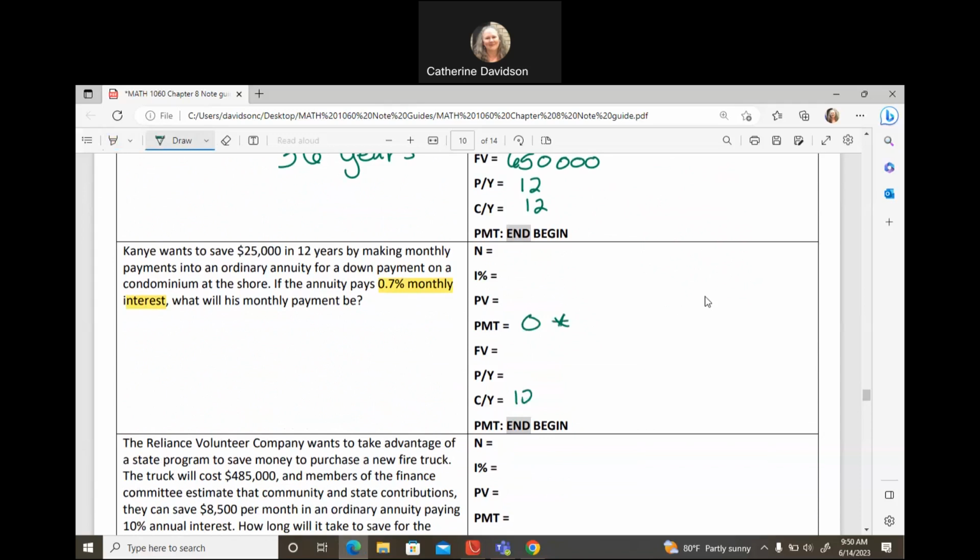And monthly tells me it's 12. And it's 12 years. So where does the 25,000 go? It's in the future value. So in the future, he wants $25,000. Present value is going to be 0. Now, this is the monthly interest rate. The interest rate here is the annual interest rate. So you're going to have to multiply it by 12 to make sure you have correct numbers in your finance solver, because the finance solver wants the annual interest rate.